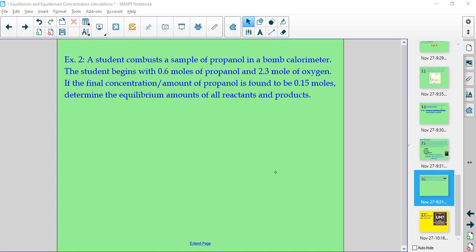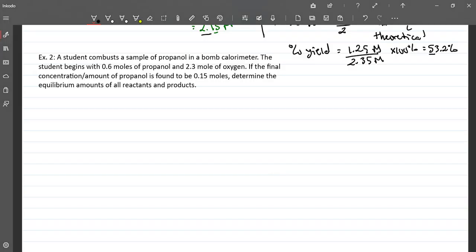This is the last example for our equilibrium lesson. I will continue by solving this here. Okay, so this example starts off. It says a student combusts a sample of propanol in a bomb calorimeter. This is not a calorimetry question. We are done with those for now.